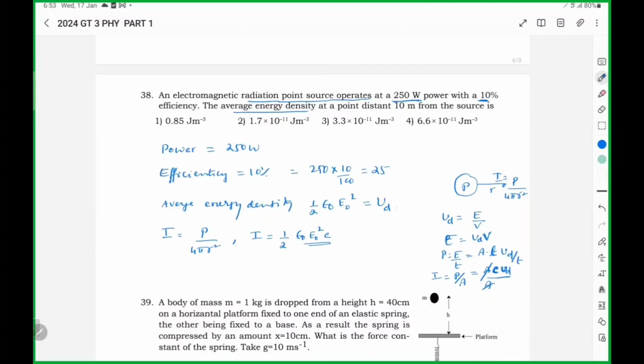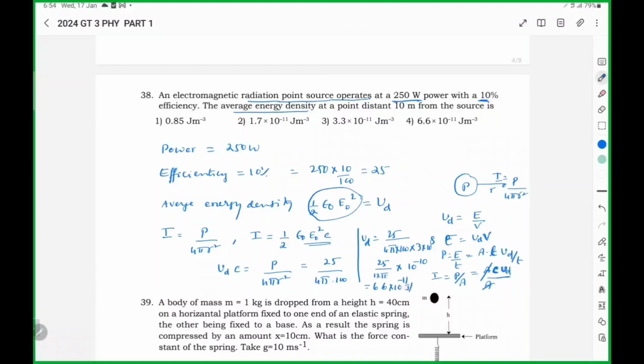You have to calculate the energy density. This we have to calculate: U_D into C, that is 25 by 4 pi R square, where R square is 100, divided by C, the velocity of light. So 25 by 12 pi into 10 power minus 10. So here it is roughly 36.6 times 10 to the power minus something joule per meter cube.